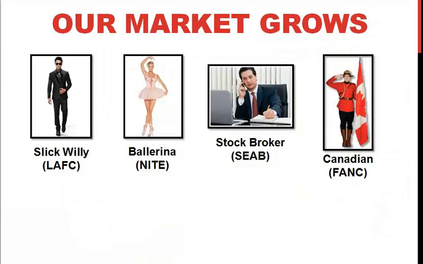Now that we've got these basic little principles out, let's grow our market a little bit. So now we're going to have 4 new participants show up. We have Slick Willie, and he is hiring LAFC as his market maker. We have a ballerina. She's going to use Knight also. That should look familiar because that's who grandma's using, but this is where I'm kind of complicating things a little bit. Market makers are going to have multiple people that they represent. So that's how I'm introducing this little tidbit here, is now Knight has 2 people that they represent. We have a stockbroker using SEAB, and we have a friend from up north, a Canadian, and they're going to be using FANC.